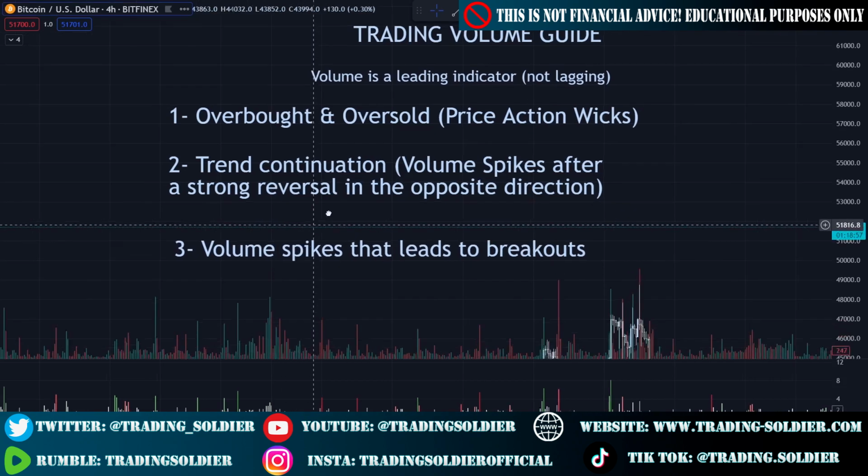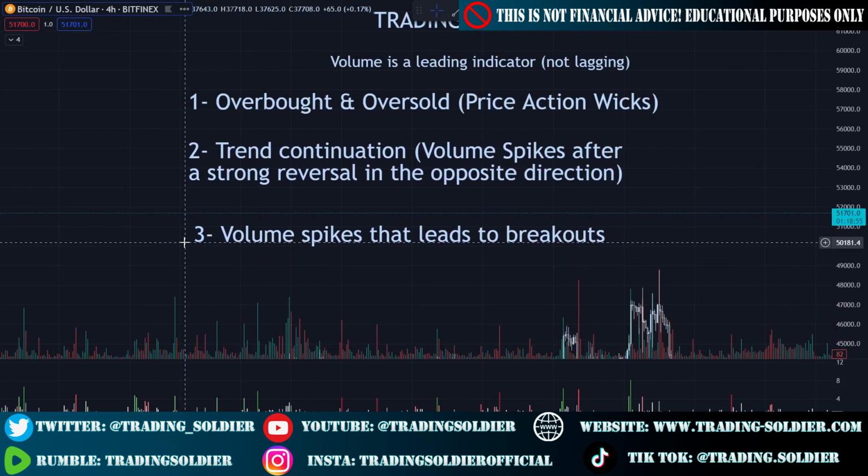And then the third scenario is obviously that when we are breaking a support level or a resistance level, in the case of the support level, a lot of selling volume is required to break this high quality support level. And in the case of the resistance level, we need a lot of buying volume to break this resistance level. So many times large spikes in volume lead to breakouts or mean that the price is trying to break a high quality support or resistance level.